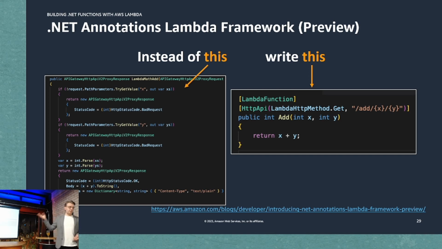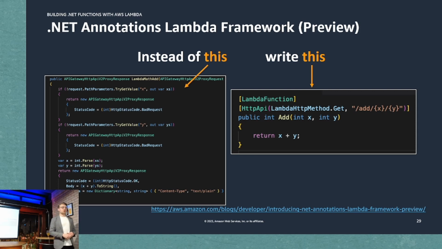So you see we're reading our path parameters, we're parsing out x and we're parsing out y, and we're checking that it's a valid integer, and then we're actually doing x plus y right down at the bottom, third line from the bottom. It is there. So the package that AWS have created, the Annotations Framework, allows you to move more to a model like what's written on the right.